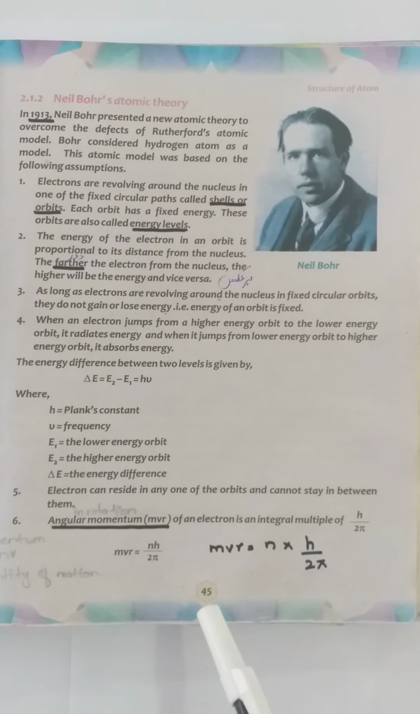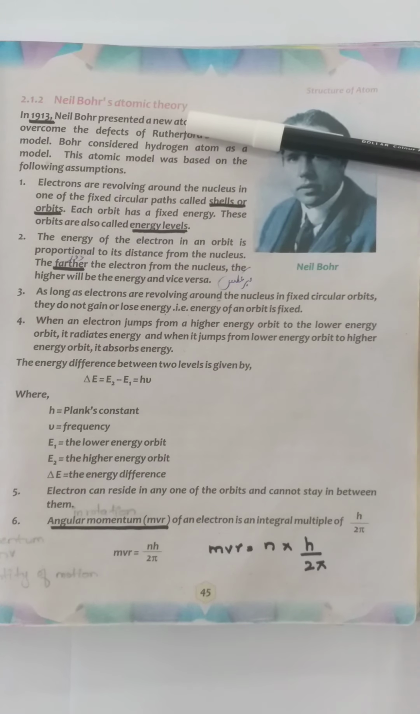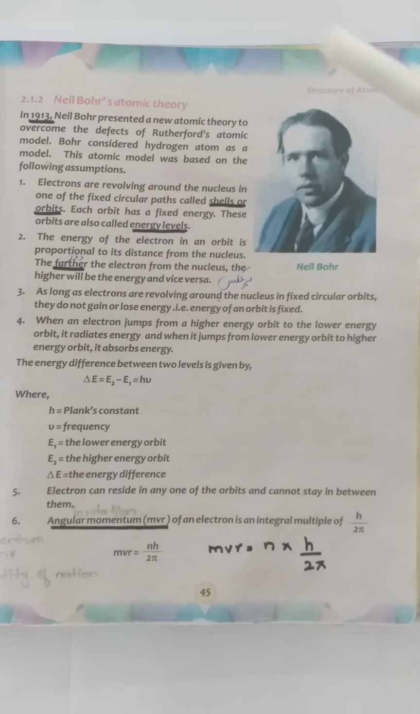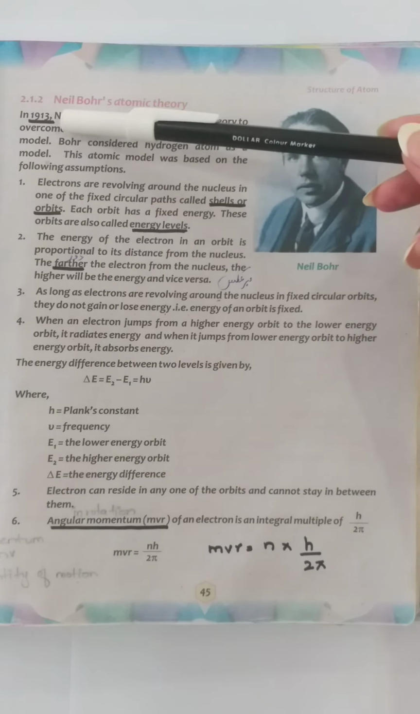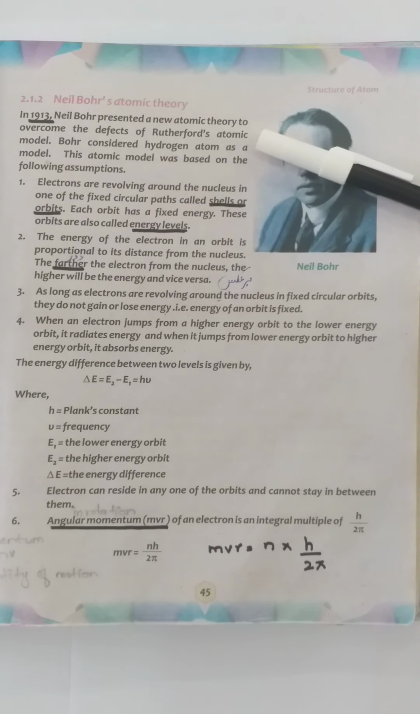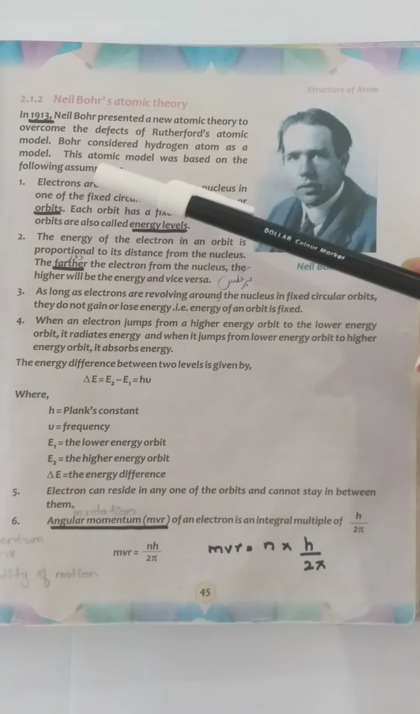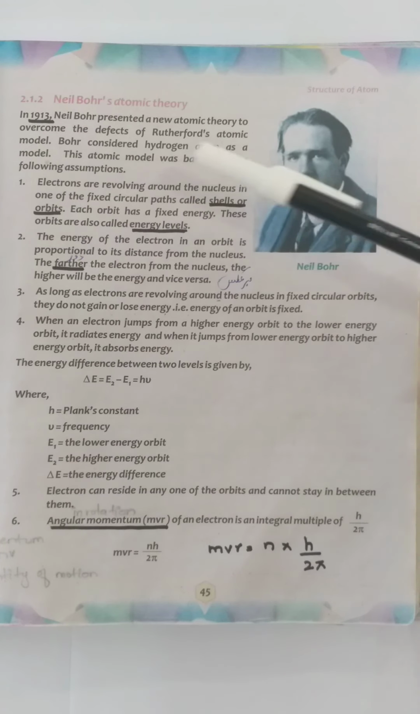Take out page number 45 of your book and today we'll start our topic, that is Niels Bohr's atomic theory. So in 1913, underline the date, Niels Bohr presented a new atomic theory to overcome the defects of Rutherford's atomic model that were discussed in the previous video. Bohr considered hydrogen atom as a model.